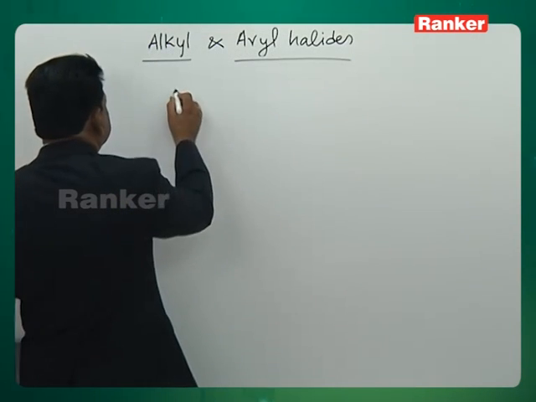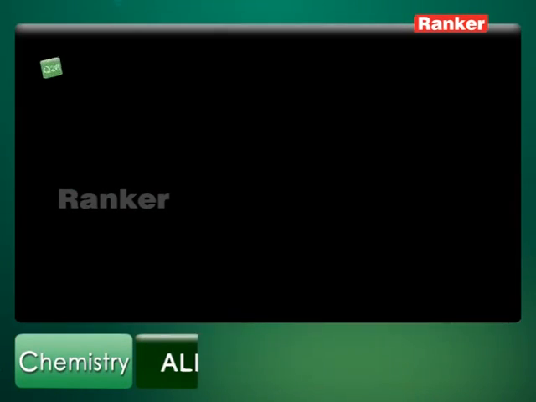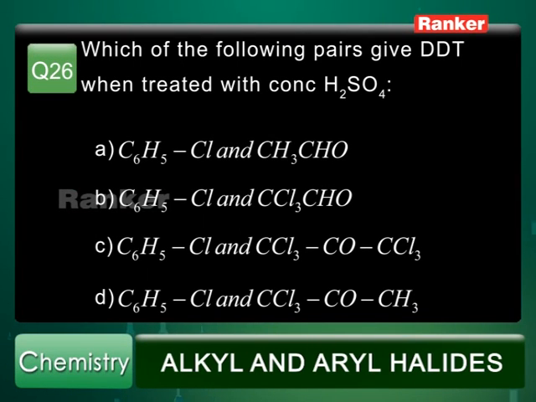Let's go to the next question, 26. Which of the following pairs will give DDT when treated with concentrated sulfuric acid? DDT is dichlorodiphenyltrichloroethane, a powerful insecticide, recently introduced into the syllabus also, specifically in the biomolecules topic where insecticides come. Option A is phenyl chloride and acetaldehyde. Option B is phenyl chloride and trichloroacetaldehyde, that is chloral. Option C is phenyl chloride and hexachloroacetone. And option D is phenyl chloride and a compound with trichloro on one side and ordinary CH3 on the other side.